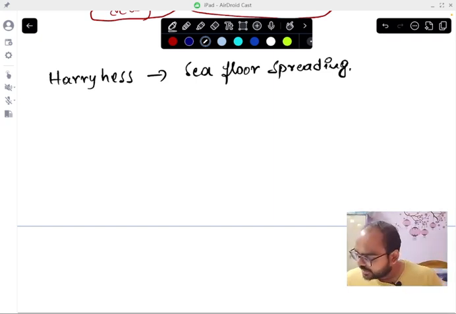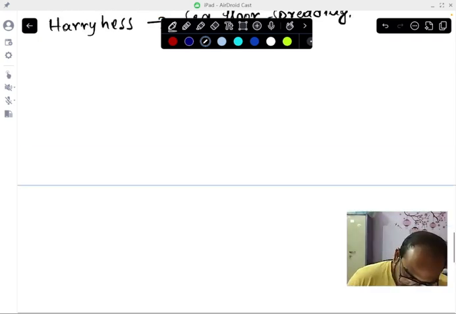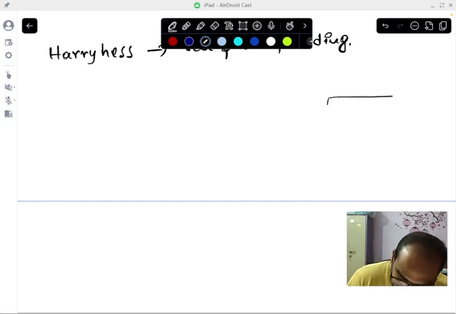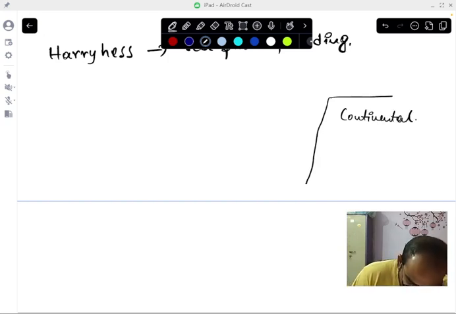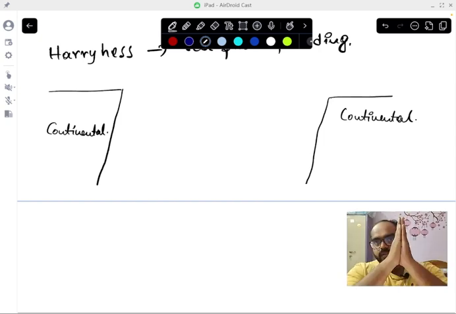What does seafloor spreading say? Before that, I will explain what seafloor spreading means. Imagine this is a continental mass. This is a continental mass. Initially, these two continental masses were together.